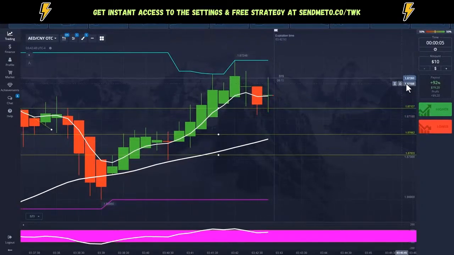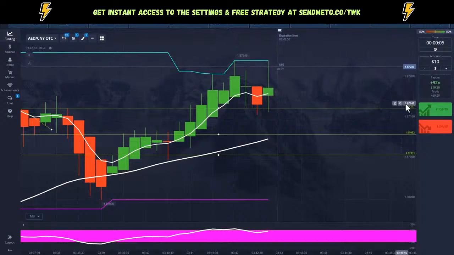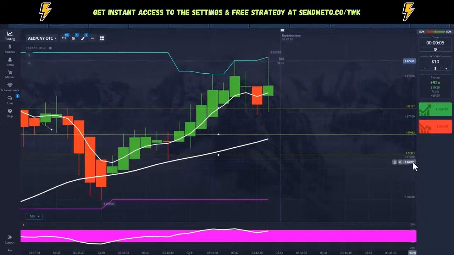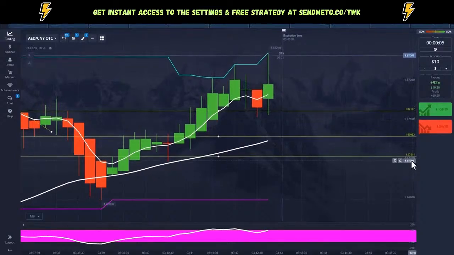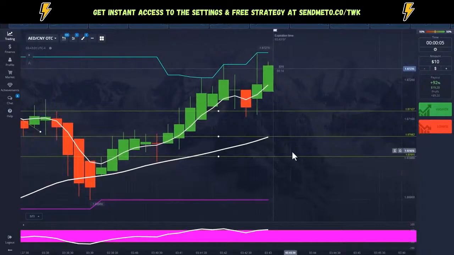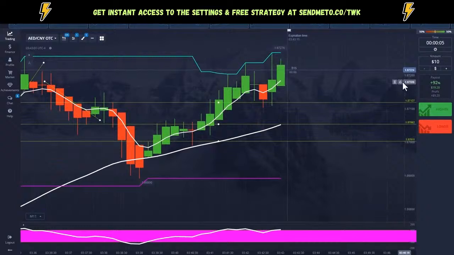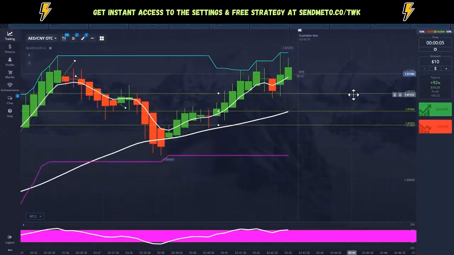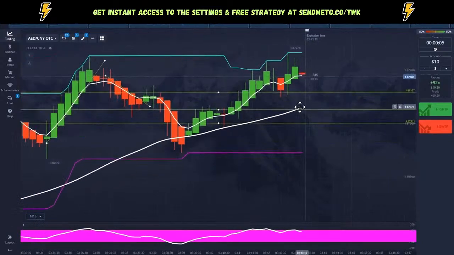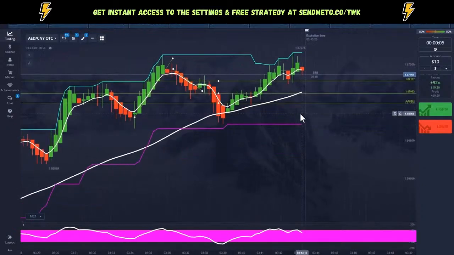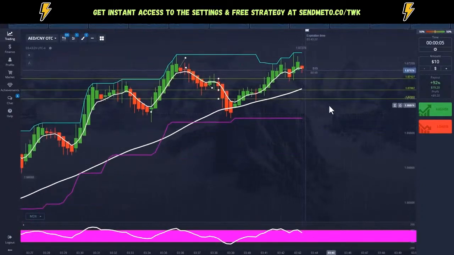So we have 1.87200, we have 1.87100, and 1.87000. The 000 is going to be a stronger level than these other ones. But you want to be very aware of these double zeros, or what you want to call a round number, because those are going to naturally be support or resistance levels. And we're definitely going to be using these.